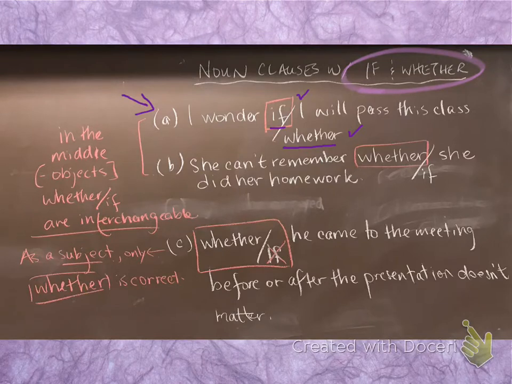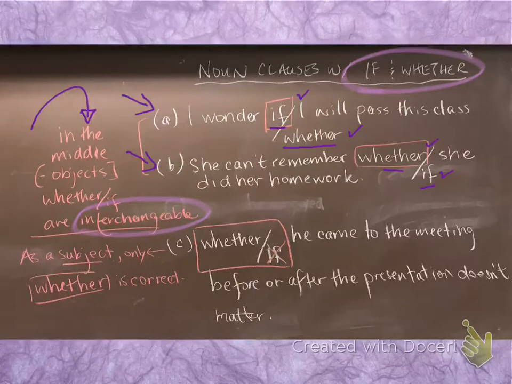The next sentence says, she can't remember whether she did her homework, or she can't remember if she did her homework. Whether is all right, and if is all right. So when we have them in the middle of the sentence, whether and if are interchangeable, which means you can use either one and it doesn't change the meaning.